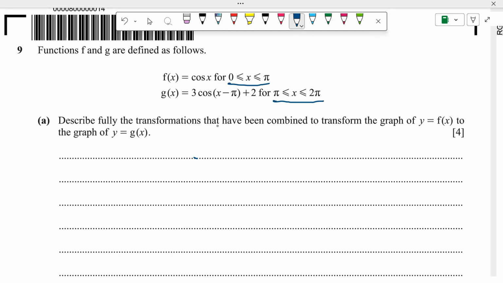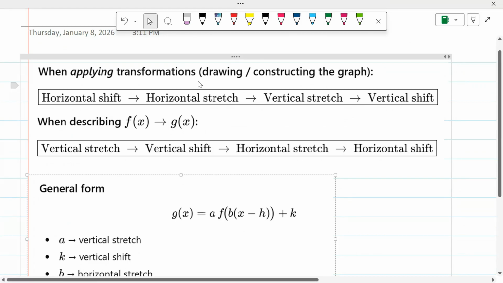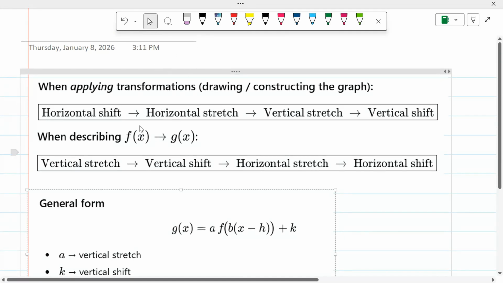Describe fully the transformation that has been combined to transform the graph of y equals f of x to the graph of y equals g of x. When we need to describe the transformation, we need to follow this sequence: first the vertical stretch, then vertical shift, then horizontal stretch, then horizontal shift. When we are given f of x and need to convert into some other transformation, we follow this order: horizontal shift, then horizontal stretch, then vertical stretch, then vertical shift.